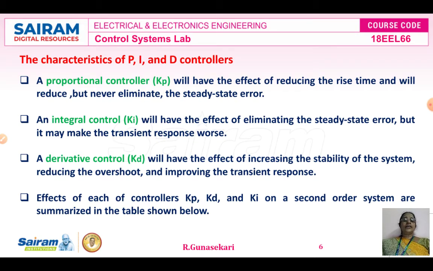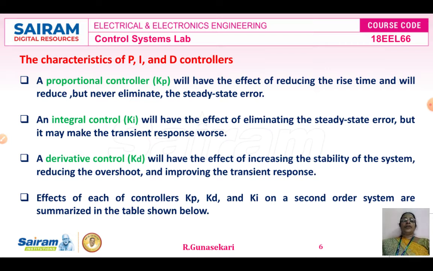The characteristics of proportional, integral and derivative controllers. A proportional controller, that is Kp, will have the effect of reducing the rise time and will reduce but never eliminate the steady state error. An integral control gain, that is Ki, will have the effect of eliminating the steady state error but it may make the transient response worse. A derivative controller gain, that is Kd, will have the effect of increasing the stability of the system, reducing the overshoot and improving the transient response.